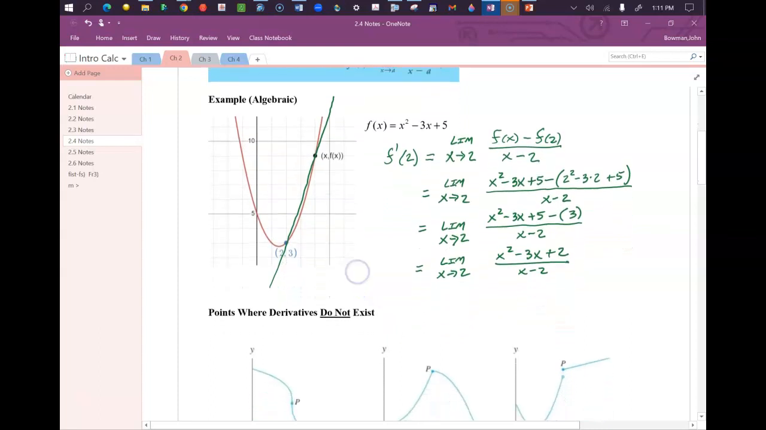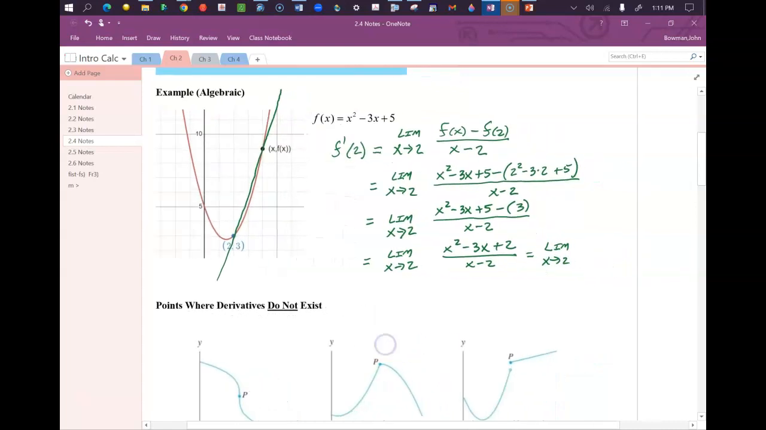However, if you notice, you can factor the numerator. So the limit as x approaches 2, the numerator factors into x minus 1 times x minus 2, all over x minus 2, and you saw some of these in the last chapter. We can always cancel out what we can factor out of the numerator and denominator, so this becomes the limit as x approaches 2 of x minus 1. Now, if we substitute in 2, we get 2 minus 1, which is 1. So what we're saying is that this line that I'm about to draw here in red, the tangent line, has a slope of 1. And that's one method of finding the derivative at a point.